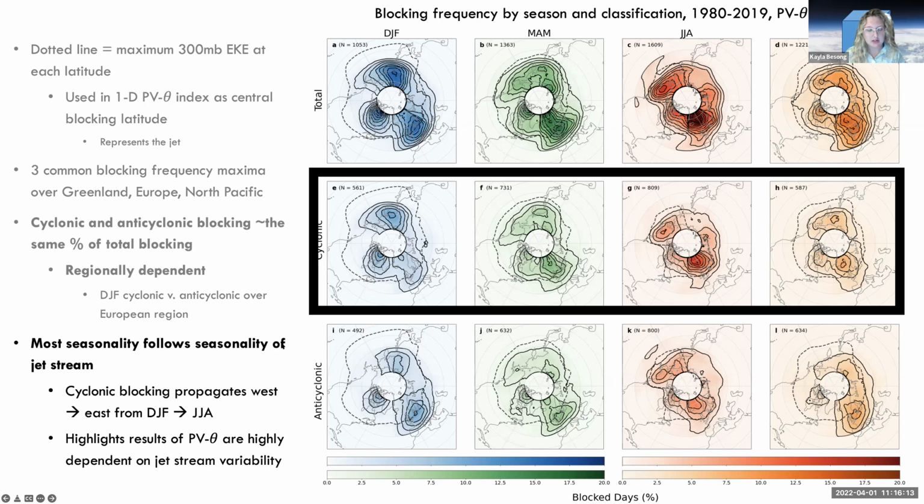Further, most of the seasonality really just follows the seasonality of the jet stream. Especially in the North Atlantic, which is where I'm really focusing, we have this propagation of the cyclonic blocking frequency maxima from over Greenland in the winter to over the Northern Europe, Ural, or Scandinavian region in the summer, right? And so most of the seasonality does follow the seasonality of the jet stream. Further, this point does highlight that the results of the PV theta index are highly dependent on jet stream and jet stream variability, something to think about as we move forward.